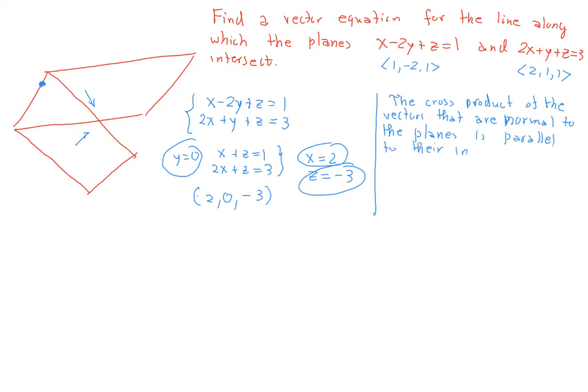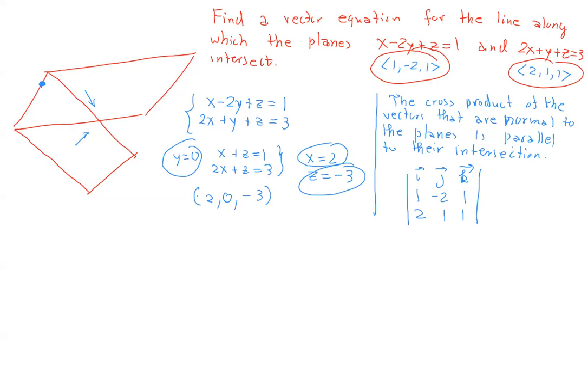And we have just seen what those vectors are. It's this one and that one. So let's take their cross product. Let's go directly to the determinant. So this is i, j, k, 1, -2, 1, 2, 1, 1. And this is going to be, delete the first row and the first column. You will get a determinant that can be easily computed to be -3.